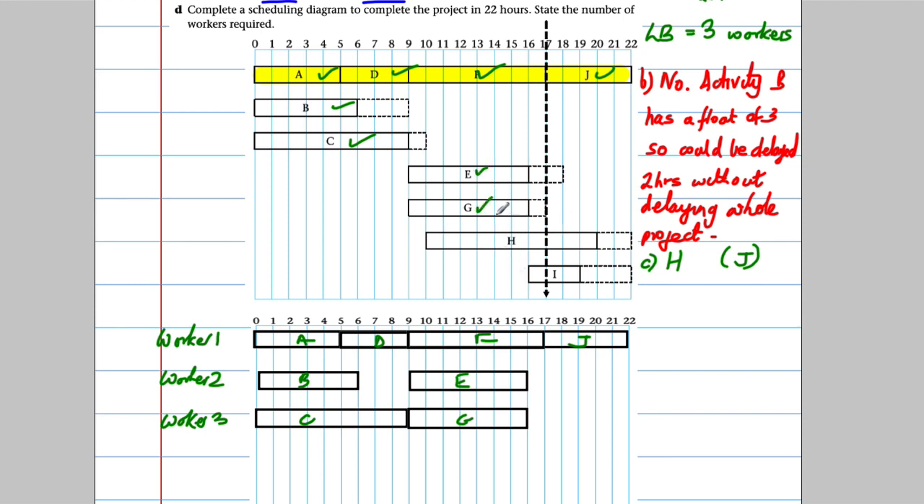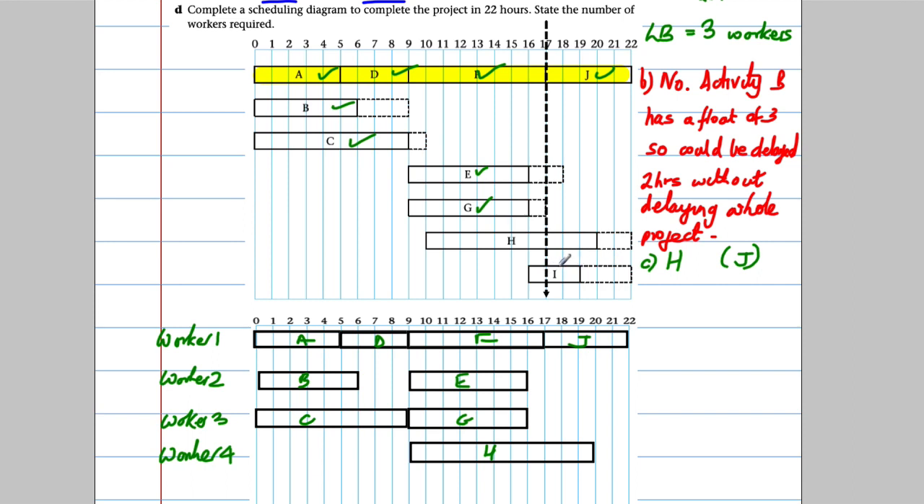Now H is next. No matter where I've shoved E, A, G, etc., H has got to have another worker, because H could only be shifted along 2. So that's going to need its own worker, and I'm going to put its own worker here from 9 to 20. So from 9 to 20 is another worker here for H. So I'm going to actually need worker 4 here.